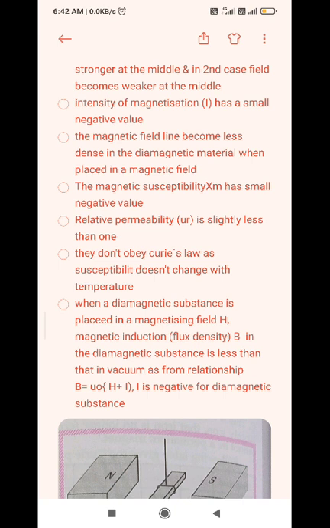For ferromagnetic substances, the intensity of magnetization has a large positive value, as susceptibility also has a large positive value, and the relative permeability of ferromagnetism is extremely large as compared to 1. When the ferromagnetic substance is placed inside the magnetic field, the magnetic flux density, that is B, is much larger than that in the vacuum.